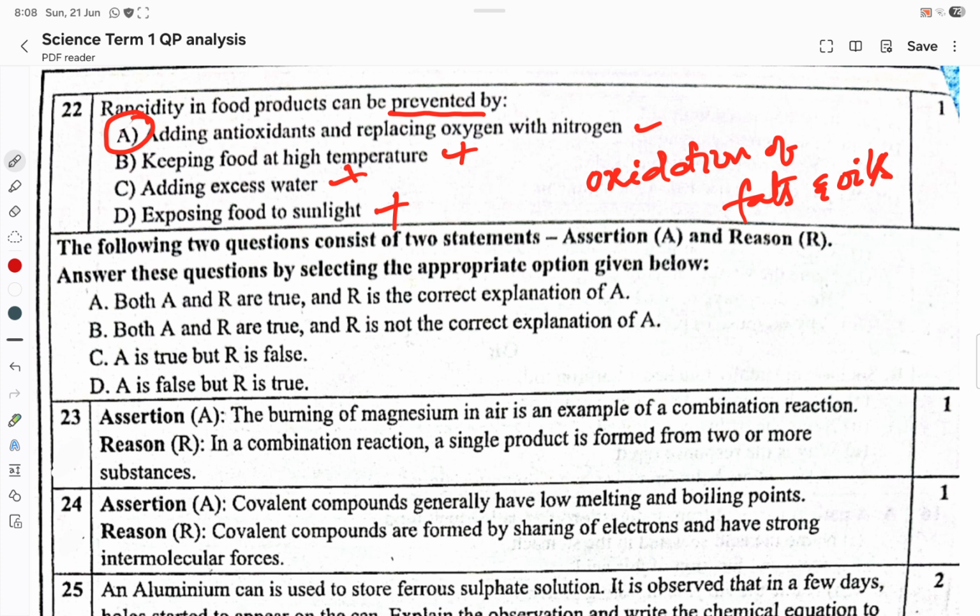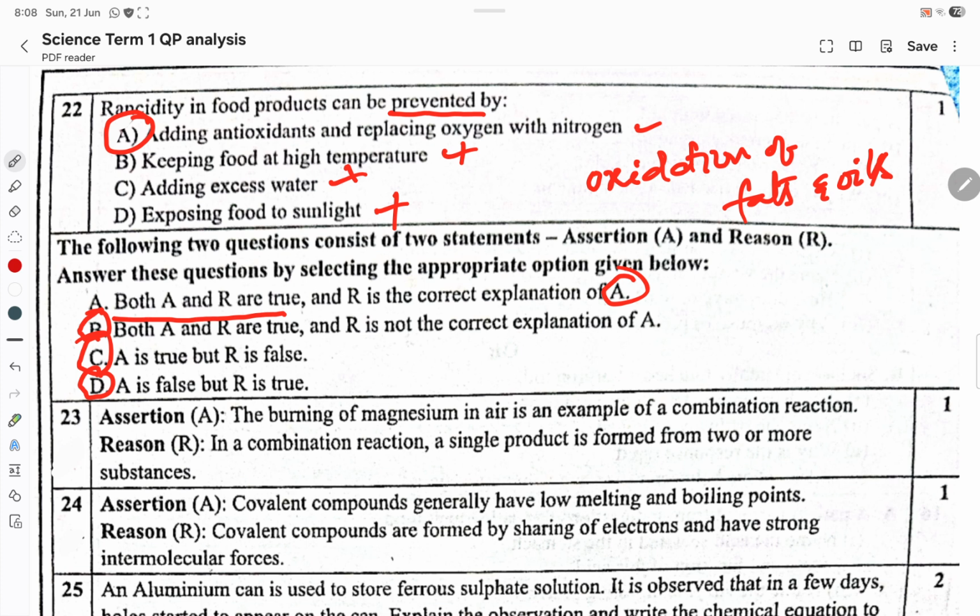Now let's move to the assertion reason type questions. Right, assertion reason type questions. If both assertion and reason are true and R explains A, then we have to go for option A. If both are true but R is not the correct explanation of A, then we go to B. If assertion is true but reason is false, we go for C. If assertion is false but reason is true, we go for D. Now the question here is question number 23.